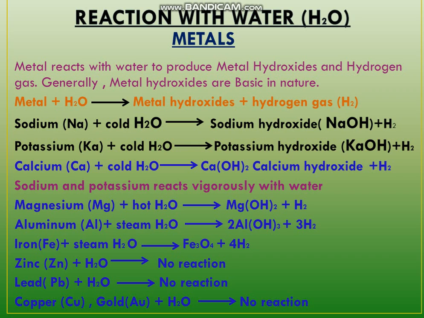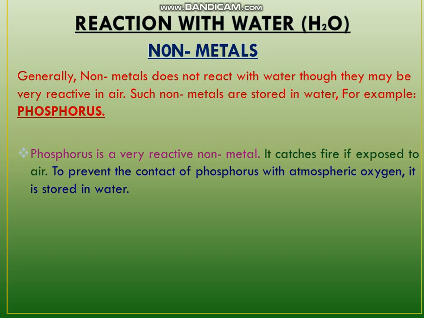Magnesium when reacted with hot water gives us Mg(OH)2 plus H2. Aluminium when reacted with steam gives us Al(OH)3 plus H2, that is hydrogen gas. Iron when reacted with steam gives us Fe3O4 plus hydrogen gas. Zinc, lead, copper and gold, when reacted with water, show no reaction.